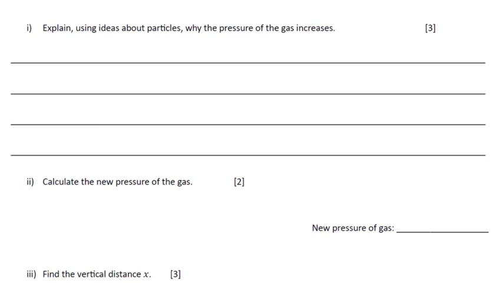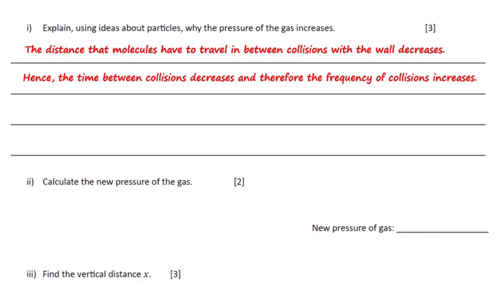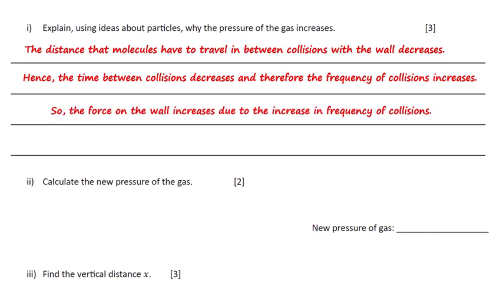Alors, B première partie. Explain using ideas about particles why the pressure of the gas increases. Alors, pas oublier, je casse le mot particles ou bien molecules. The distance that molecules have to travel in between collisions with the wall decreases. Hence, the time between collisions decreases and therefore the frequency of collisions increases. So the force on the wall increases due to the increase in frequency of collisions. This increase in force leads to an increase in pressure.